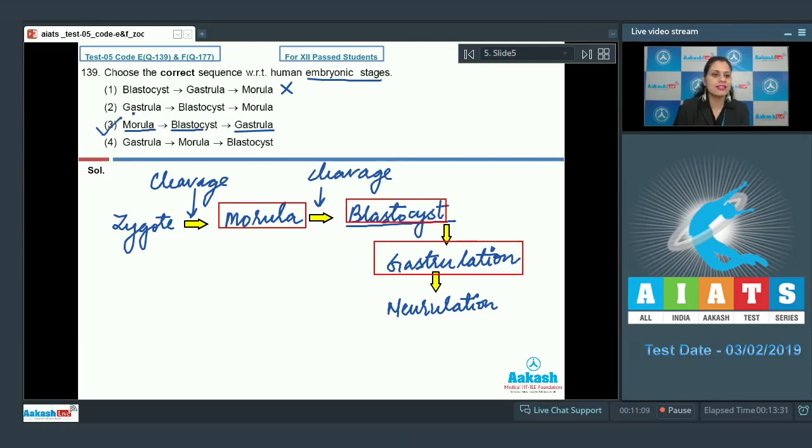The second option given is gastrula, blastocyst and morula, and this is an incorrect option because morula is followed by blastocyst and then develops into gastrula. The last option is gastrula, morula and blastocyst, and this is also an incorrect sequence because morula is followed by blastocyst, then by gastrula. So the correct answer to this question is option number 3. Let's discuss our next question.